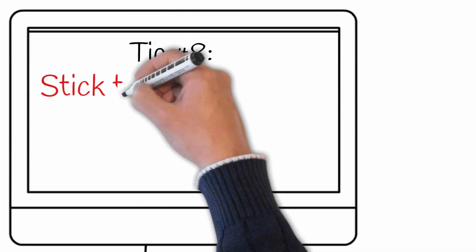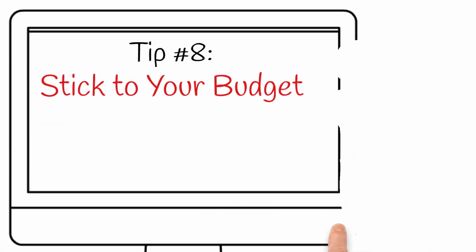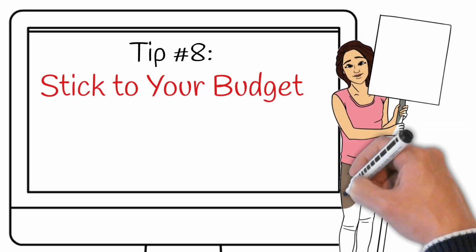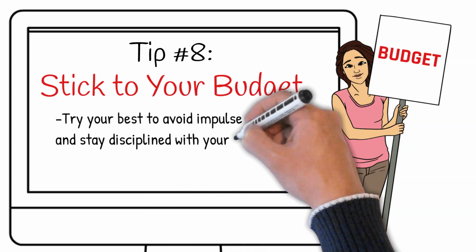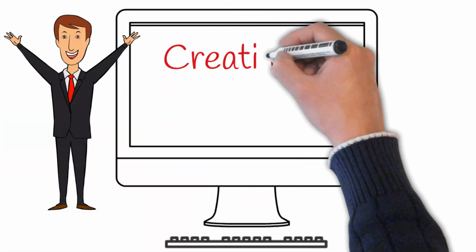8. Stick to your budget. Lastly, try your best to stick to your budget. Try your best to avoid impulse purchases and stay disciplined with your spending. And there you have it, creating a budget in a nutshell.